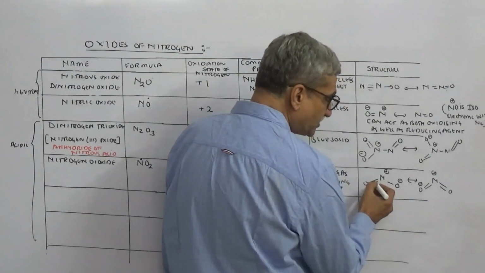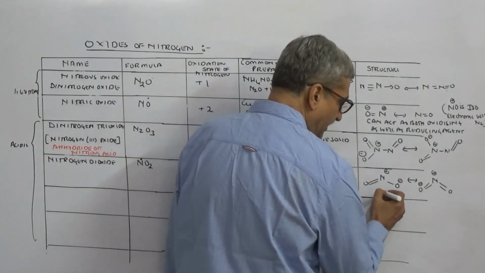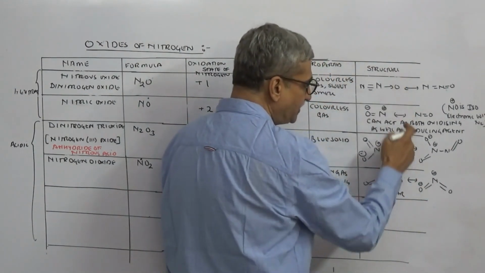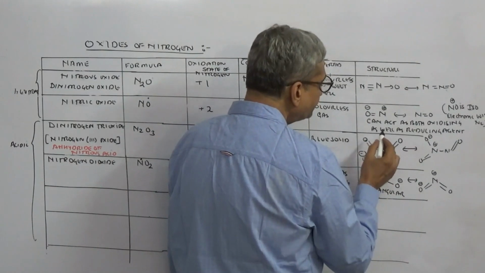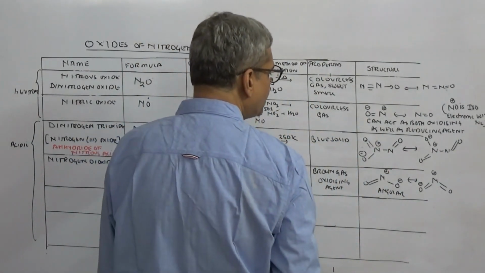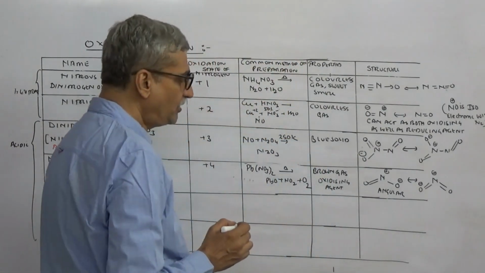These are the two resonating structures of nitrogen dioxide. They are planar but angular. So among the oxides that you saw, only N2O3, is this clear, will be an example where it is non-planar, partly planar and partly non-planar.